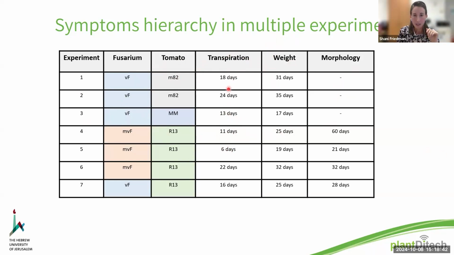In all the experiments, you can see that transpiration was the first to be different between the groups. Next was the weight, and last we saw visual symptoms, if we saw at all visual symptoms. Fusarium grows in the vascular system and blocks it, so it makes perfect sense that the first symptoms we see are in the transpiration. Just from this overview, you can understand that the PlantArray system gives us an ability to early detect the disease.